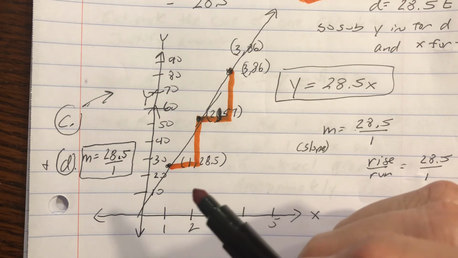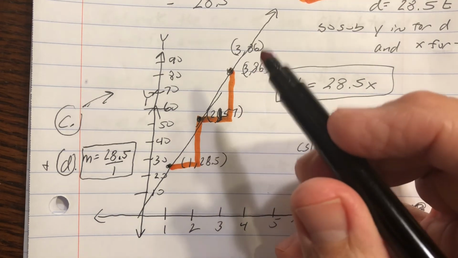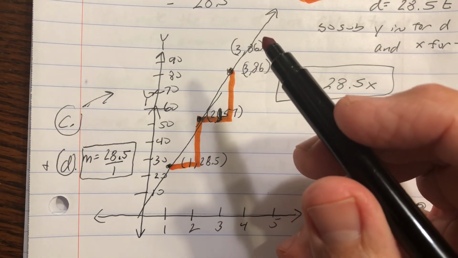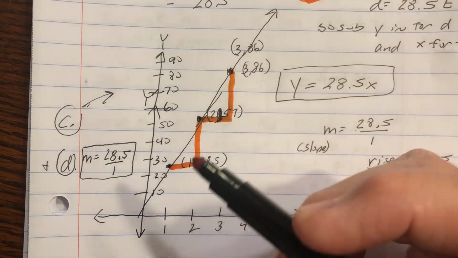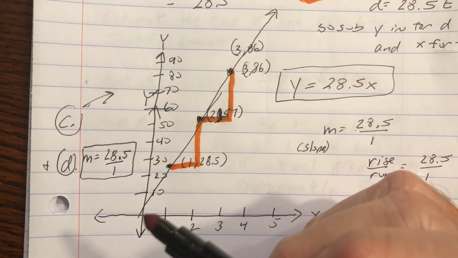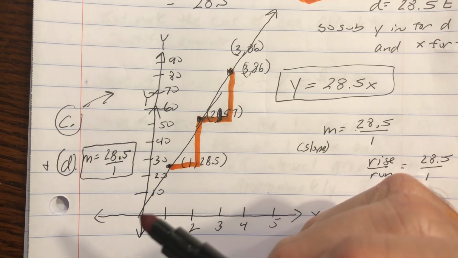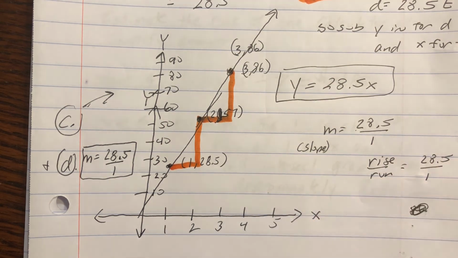So then I have those 3 points, and when I connect those, if you want to use a ruler, I probably should have, you can get a straighter line than I have. That's going to go through the origin, because if she hasn't been driving for any amount of time, she will not go any miles. So that's a pretty good graph to represent Susie's rate in that equation of y equals 28.5x.